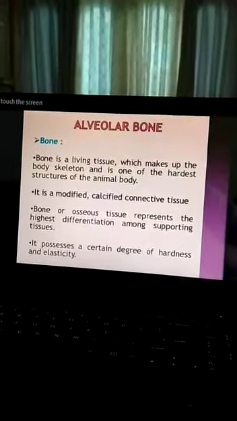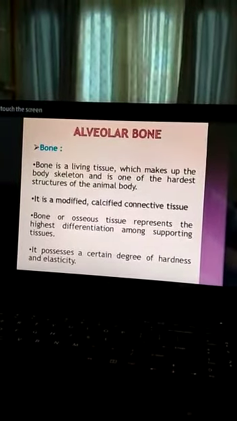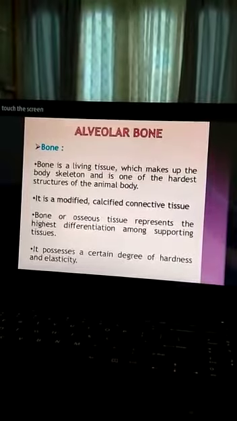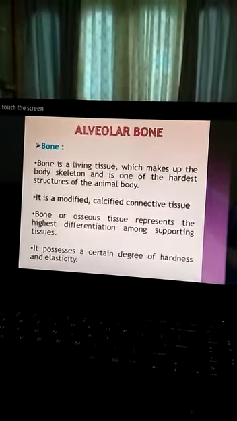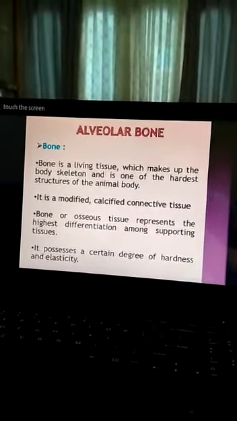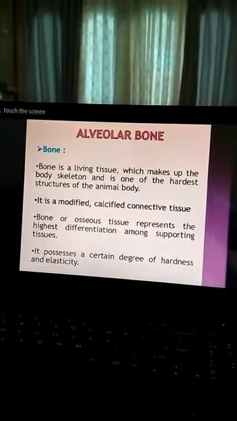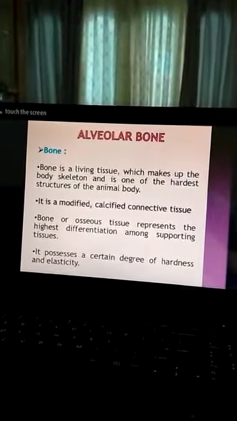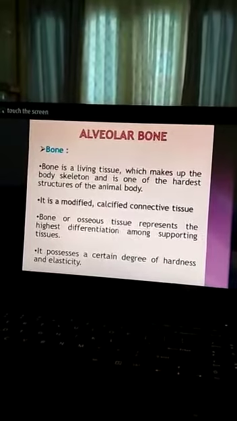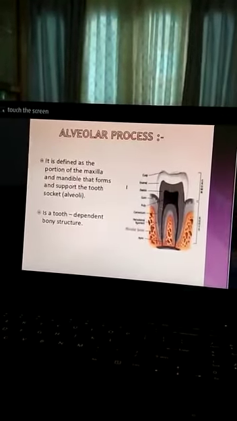Bone makes up the body skeleton and is one of the hardest structures of the animal body. It is modified calcified connective tissue. Bone represents the highest differentiation among supporting tissue. It possesses a certain degree of hardness and elasticity.